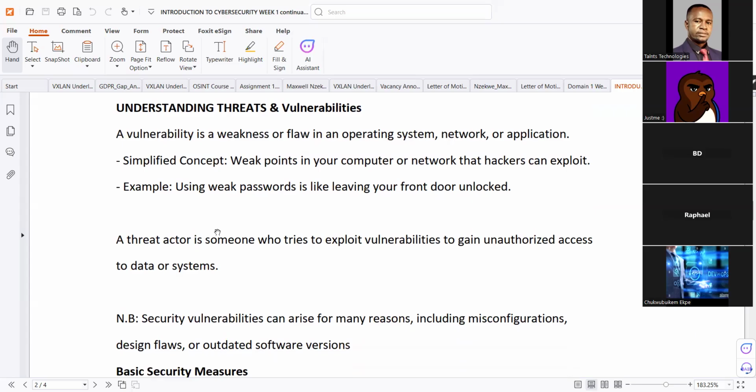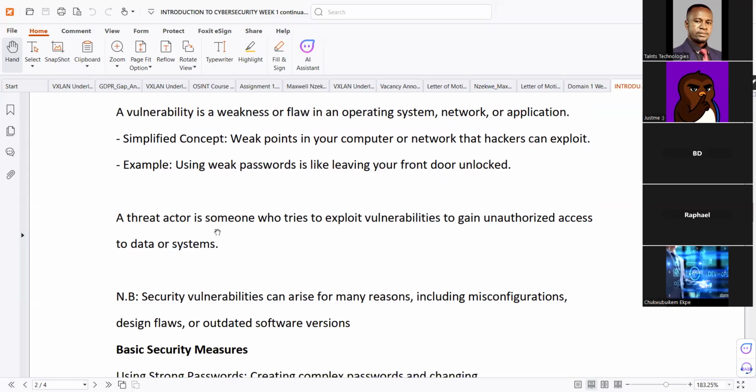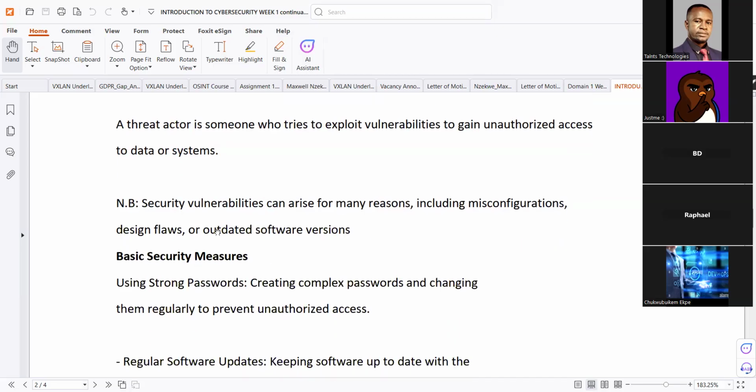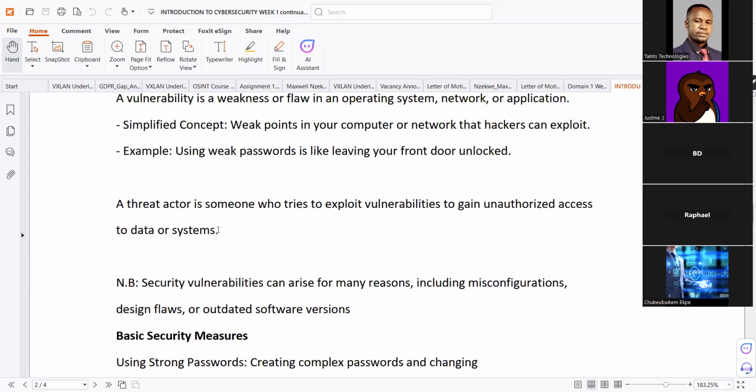That is a threat actor. So security vulnerabilities can arise for many reasons, including misconfiguration, design flaws, and outdated software versions. All these things can do what? Bring vulnerabilities. So basic security measures: what do we do to make sure that we have this in check? One, we have to use strong passwords.